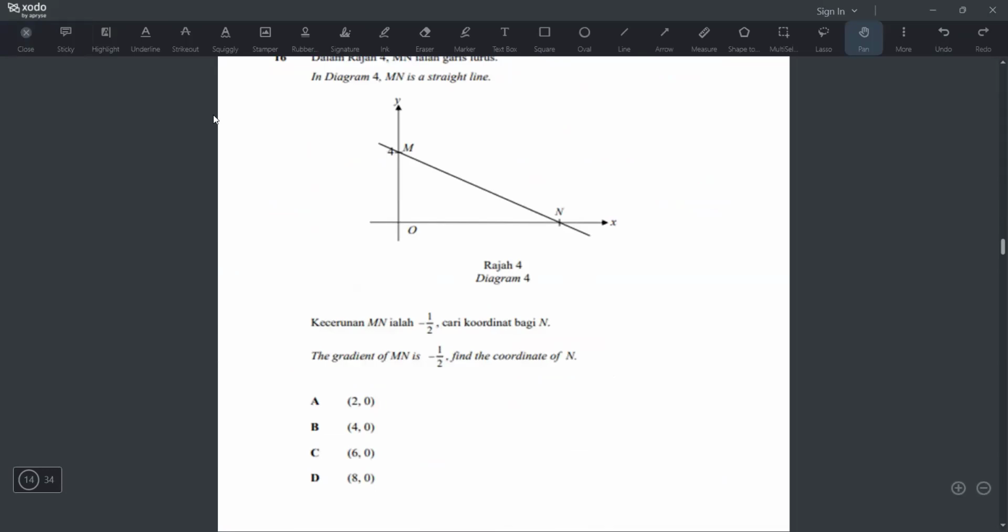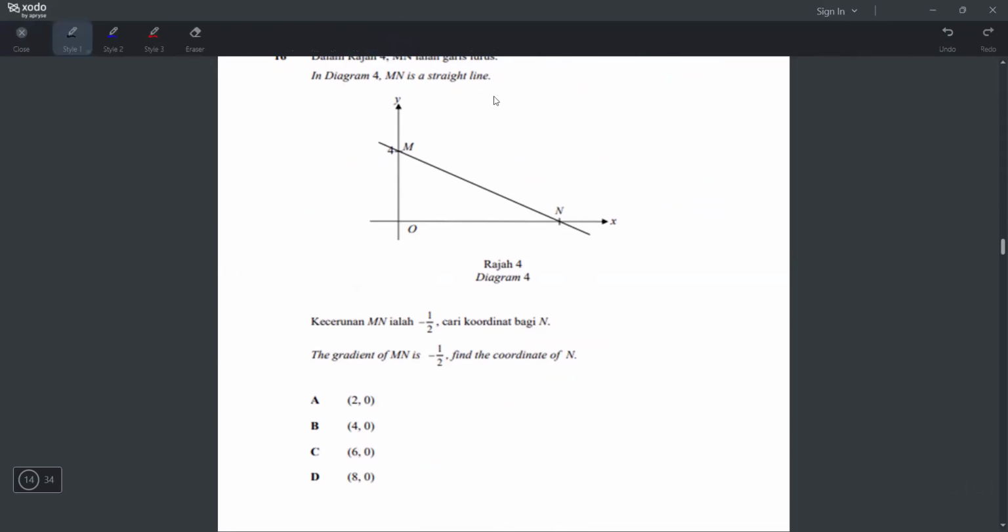Okay, 16. In diagram 4, MN is a straight line. So I think this is from Form 3. In Form 3, there is a chapter called Straight Lines, the last chapter. Okay, what do they say here? The gradient of MN is negative 1 over 2. So the gradient of MN is negative 1 over 2.